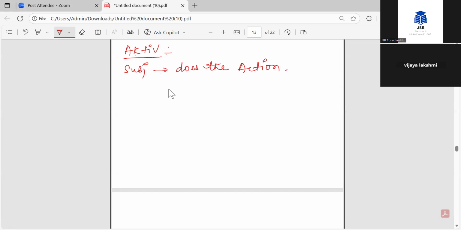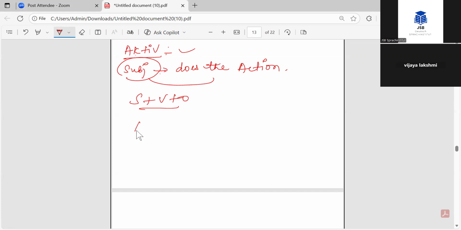The doctor treats the patient. So active is the subject who is doing the action. That is the active. Okay. So structure, how will we write? Subject plus verb plus object. This is a normal sentence.